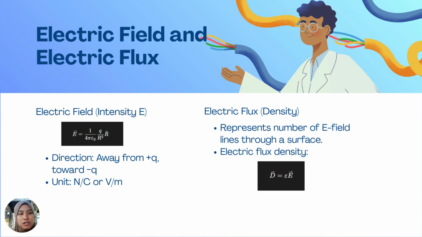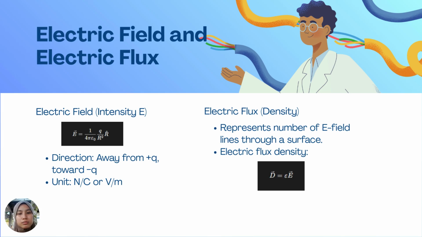For the electric flux, it is the amount of electric field passing through a surface. This is essential to Gauss' law and helps relate electric field to charge distribution. Electric flux density accounts for the medium. It represents how electric fields interact with the materials, such as insulators and dielectrics.